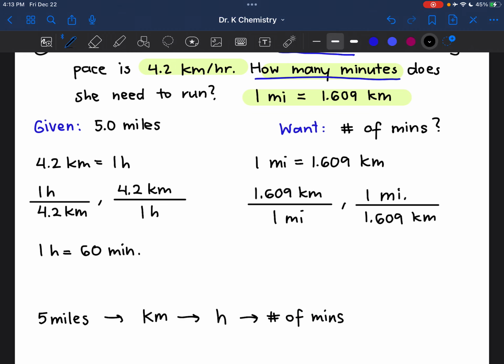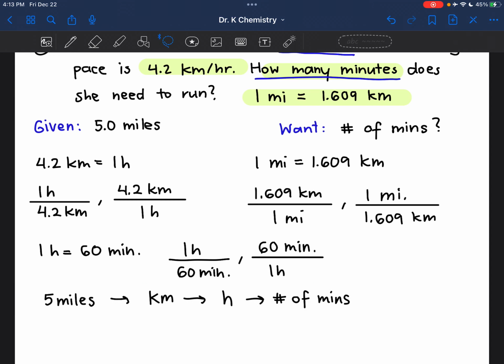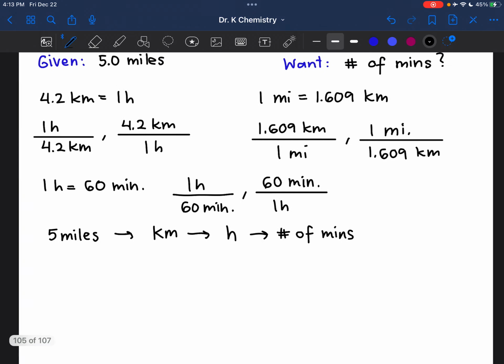We know that 1 hour is equal to 60 minutes. And then we can turn that equality into a conversion factor. So we could put an hour in the numerator, or we could put it in the denominator. We can flip that conversion upside down. Okay, now it looks like we have everything we need to solve this problem.